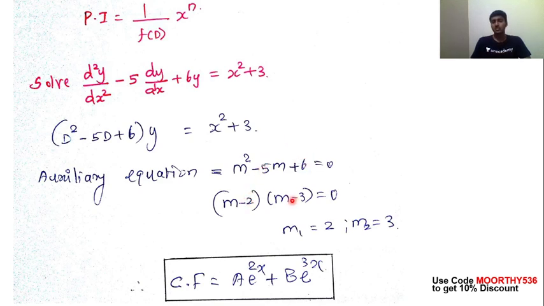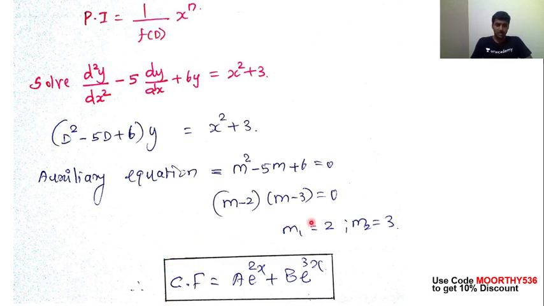So minus 2 and minus 3 are the possible numbers. Minus 2 into minus 3 is equal to plus 6. Minus 2 plus minus 3 is equal to minus 5. So m minus 2 and m minus 3 are the factors of the given equation. So from this equation, m1 is equal to 2, m2 is equal to 3.